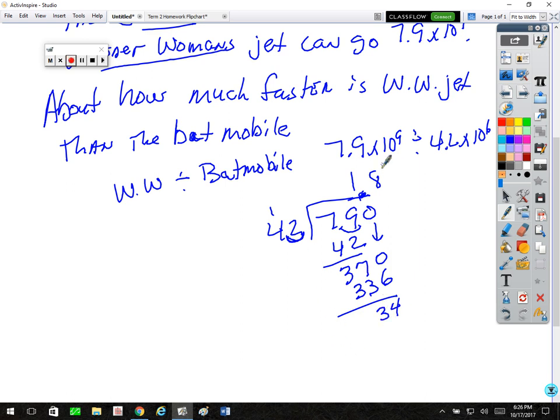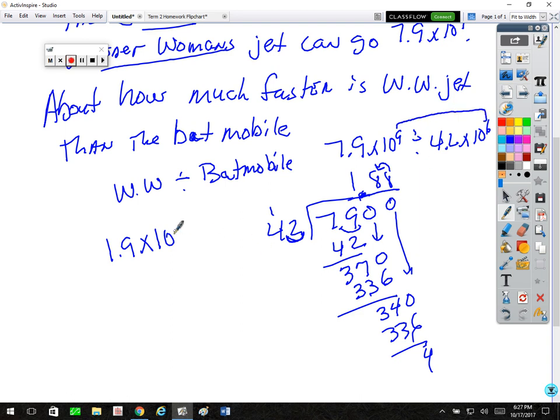So let's do one more, and then we'll round it up. So if I add one more 0, bring it down. 42 goes into 340. Let's kind of guess. 40 goes into 34, let's try 8 again. We know it's 8 because that's going to be 336, which gives me the 4. Alright. If I was to round this up, 1.9 times 10, you're dividing, so subtract your exponent. So 9 minus 6 is 3. Alright, so 1.9 times 10 to the third power.